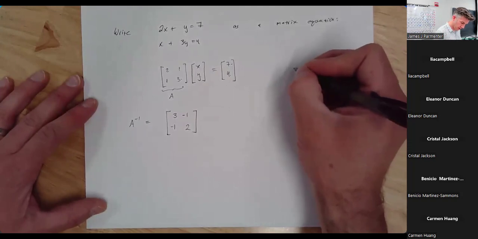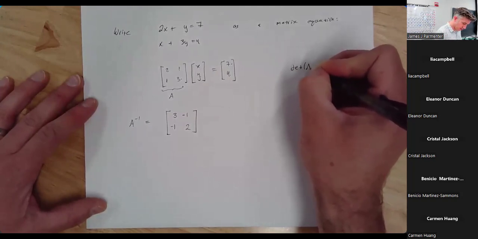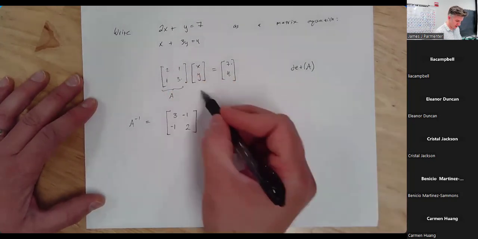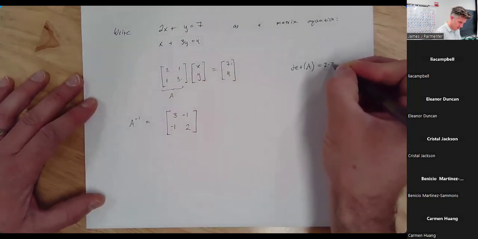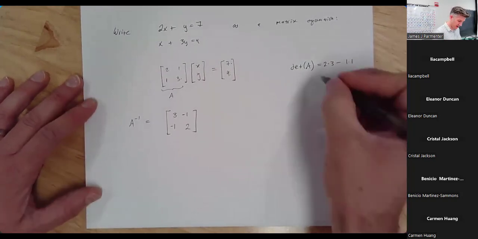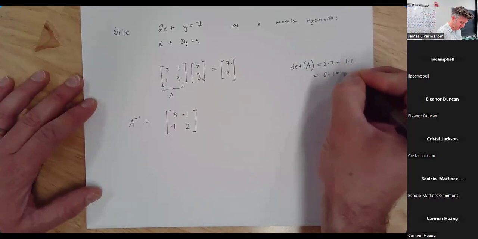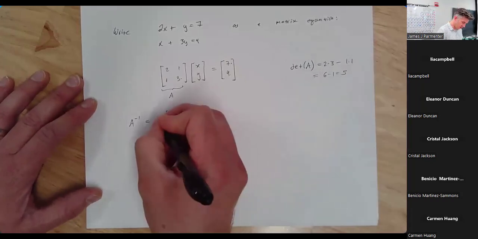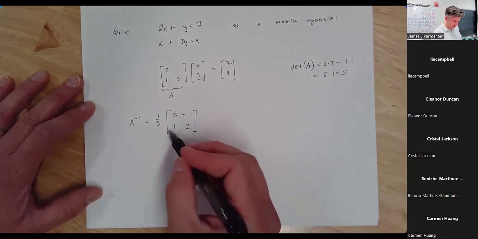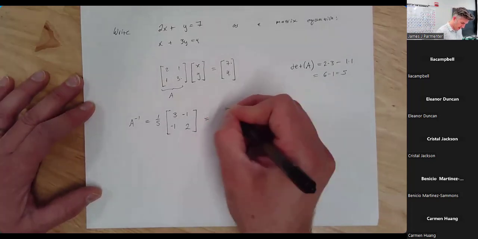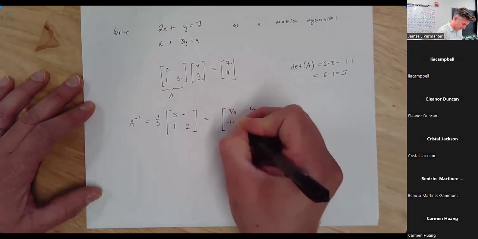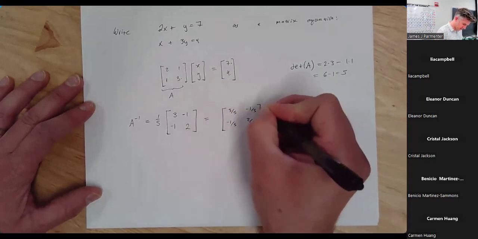So over here real quick, the determinant of a 2 by 2 matrix is always nice. It's the product of the diagonals minus the product of the off diagonals. So in this case, the determinant of A is 6 minus 1, which is 5. So A inverse is 1/5 times the matrix 3, -1, -1, 2. You could write it as 3/5, -1/5, -1/5, 2/5, but no one does that.